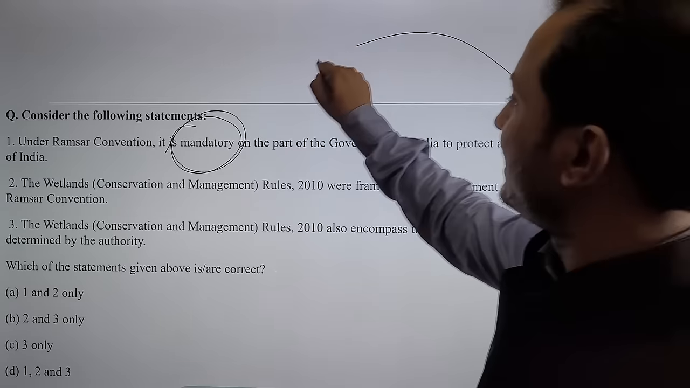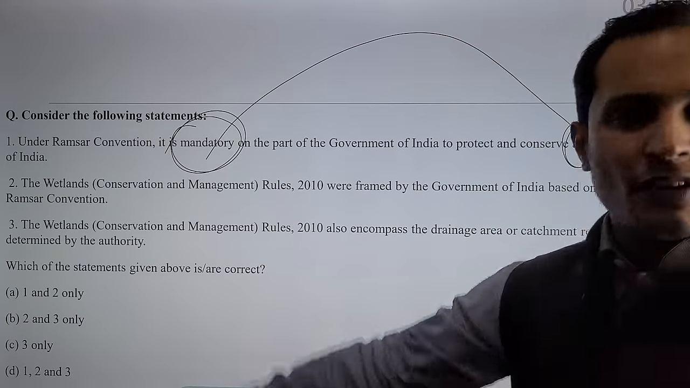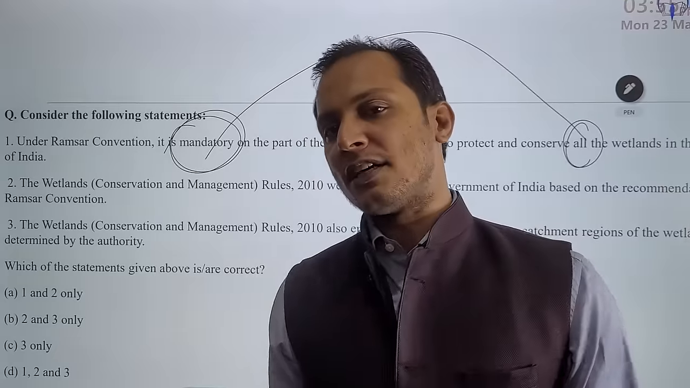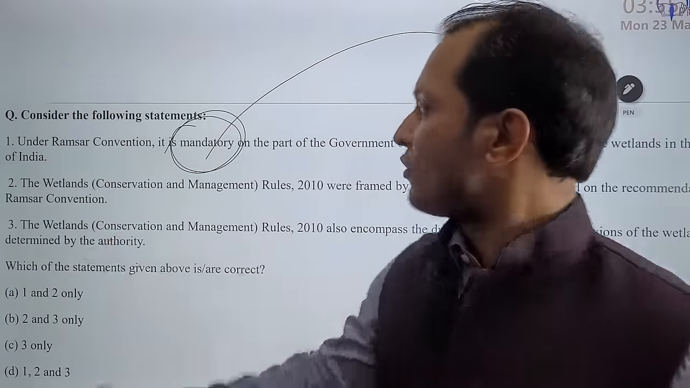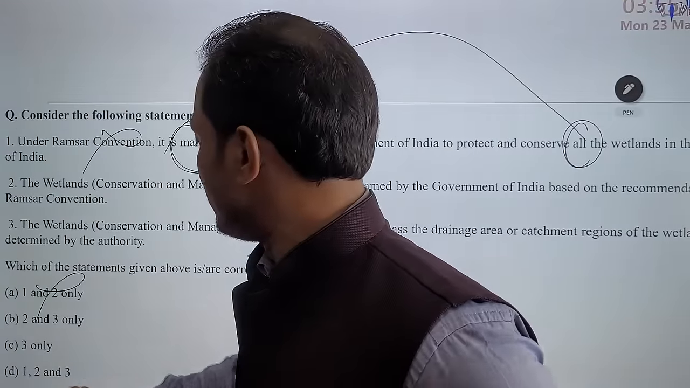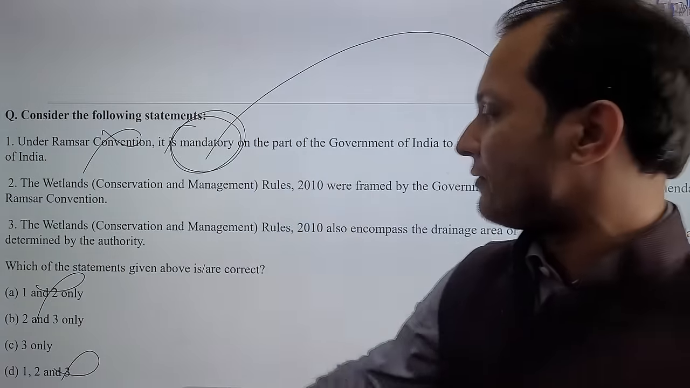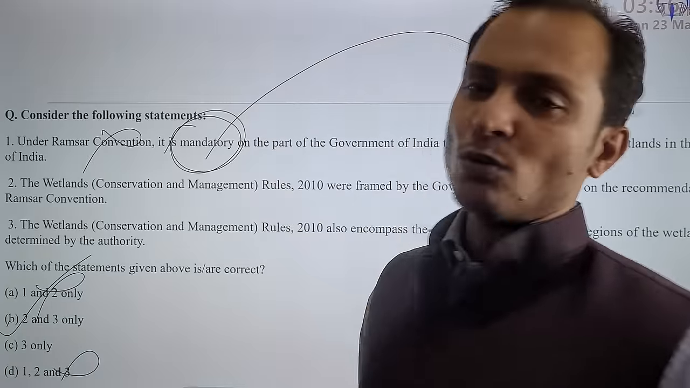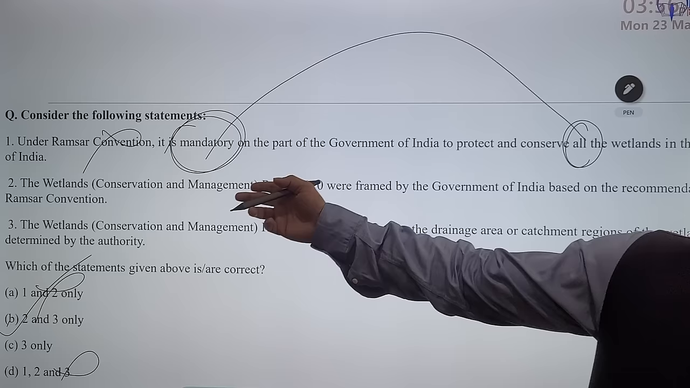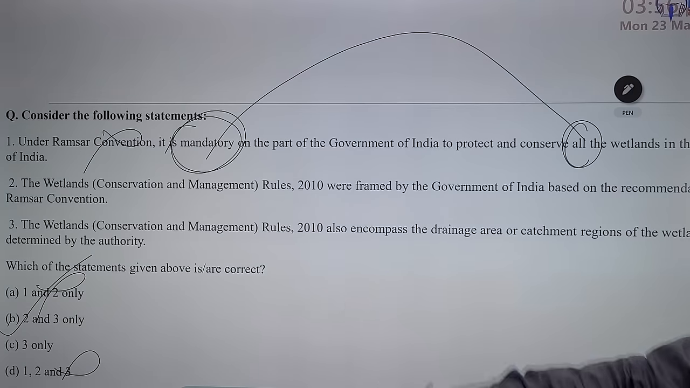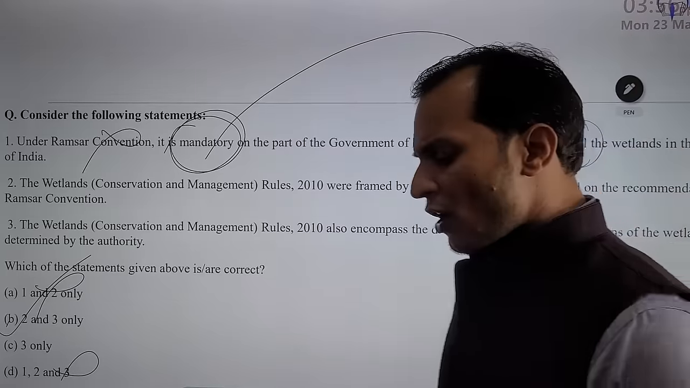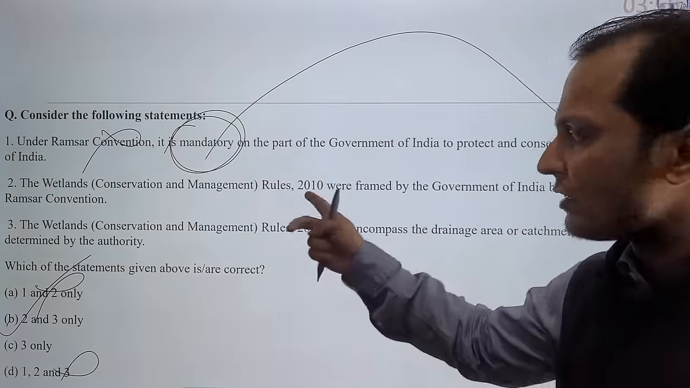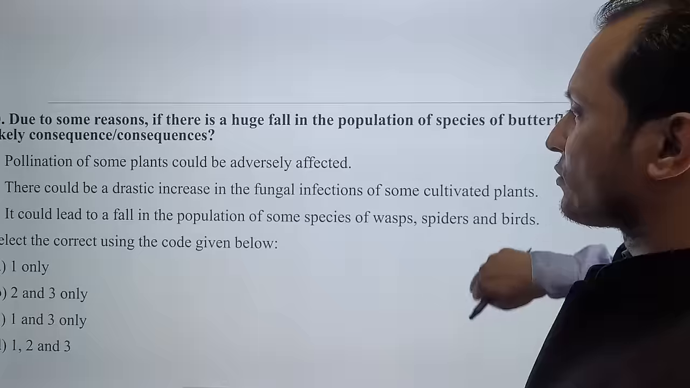You see, two extreme words, not just one. Mandatory is our extreme word. All is our extreme word. So two extreme words, this statement is obviously incorrect, guys. Once we remove this, we will be left with only B and C, and the answer is B, 2 and 3 only. Okay, you can read it, you can solve it. If you have a little bit of knowledge of what the Ramsar Convention is all about, guys, you will be able to solve this question, guys. Okay, let us go to the next question, guys.